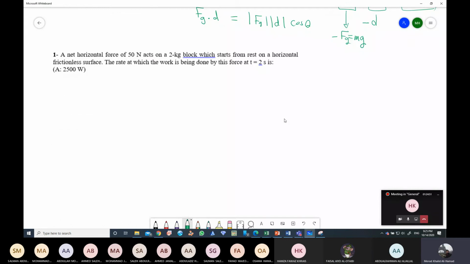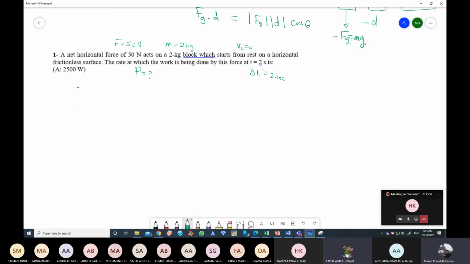Yes. Okay. Now, a net horizontal force, F net equal to 50 Newton, acts on a 2 kilogram block which starts from rest, V initial equal to 0, on a horizontal frictionless surface. The rate at which the work is being done, what does rate at which work is being done mean? It means the power. By this force at t, meaning delta t, equal to 2 seconds. How much is the work? Okay?